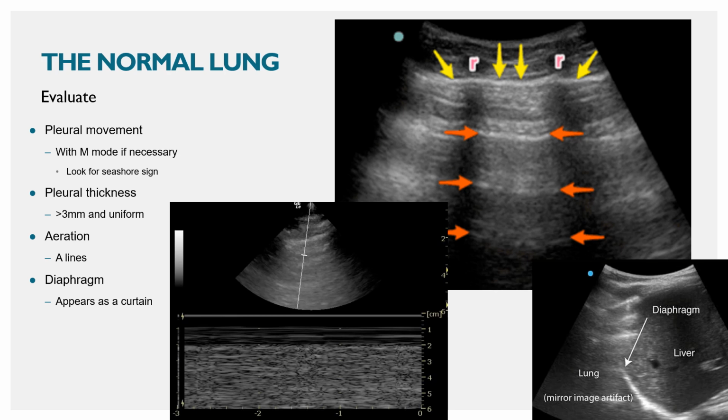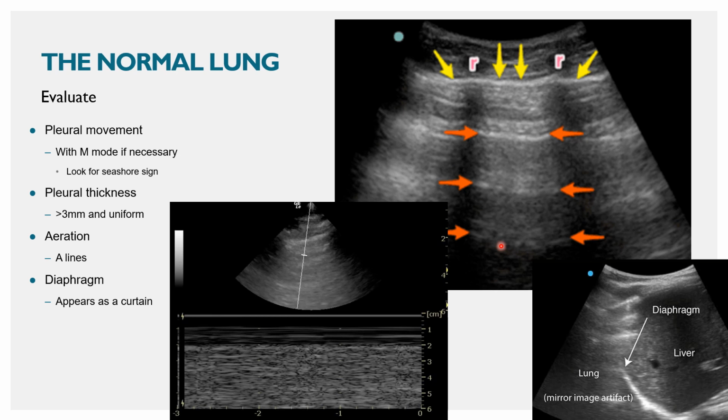As we talked about last week, it's really important to be comfortable identifying the normal lung. So we're going to evaluate it in a couple different ways. First of all, you can see over here on the right that we have really good A lines coming down from the interface of our parietal pleura and propagating through the lung tissue, indicating that there is air creating artifact, which in this case is a good thing. We're also able to evaluate the pleural thickness and pleural motion.